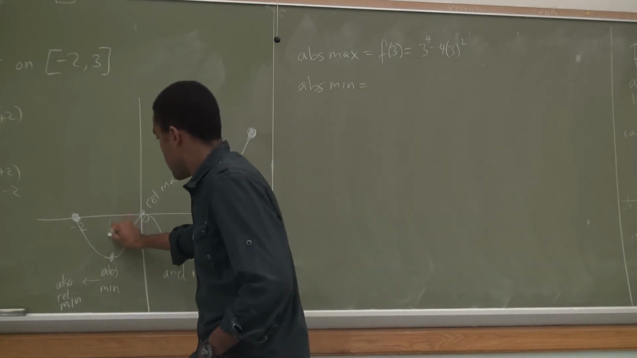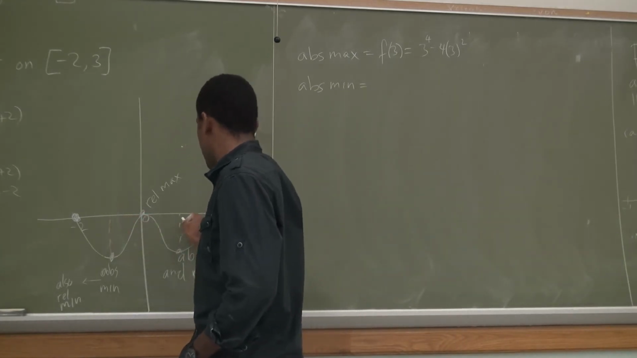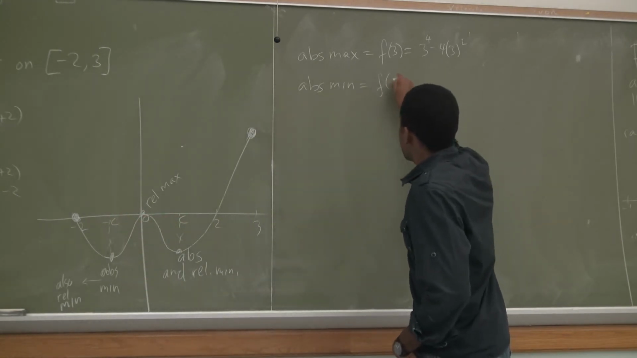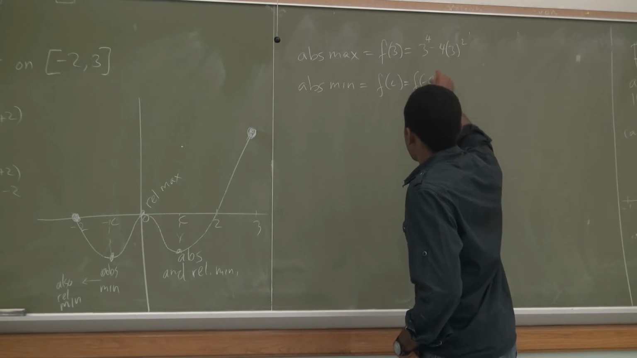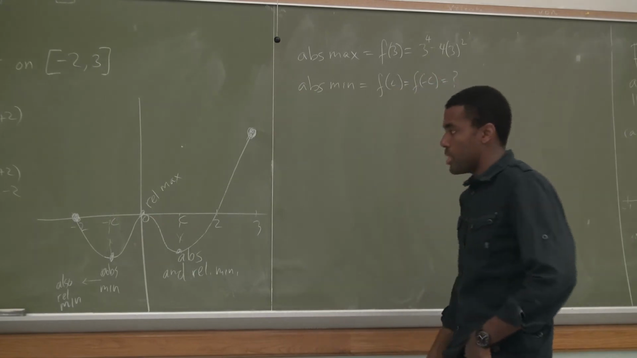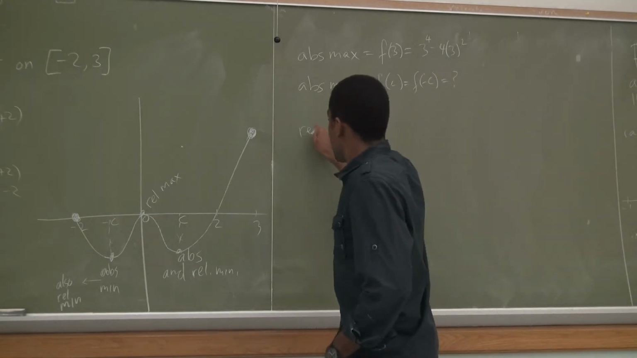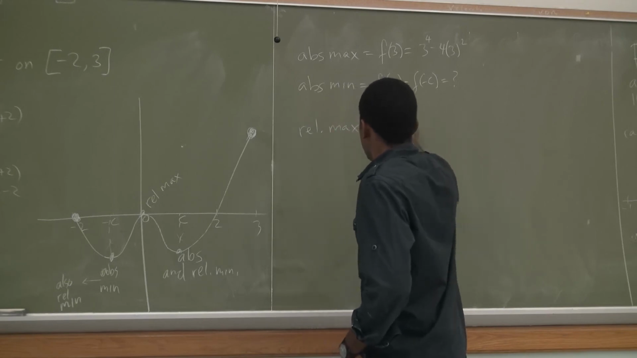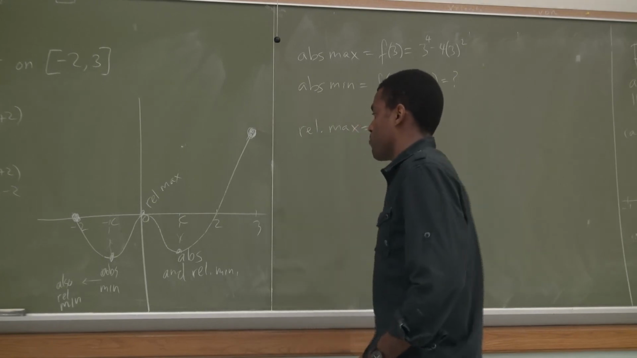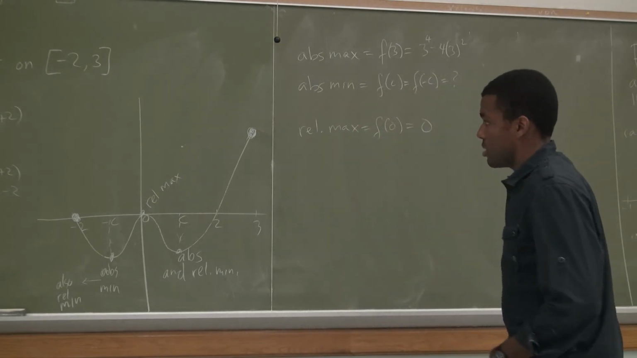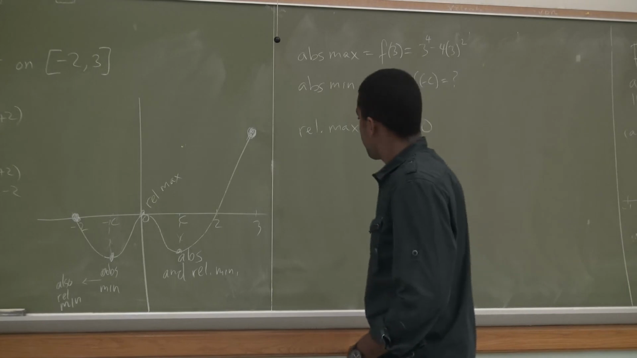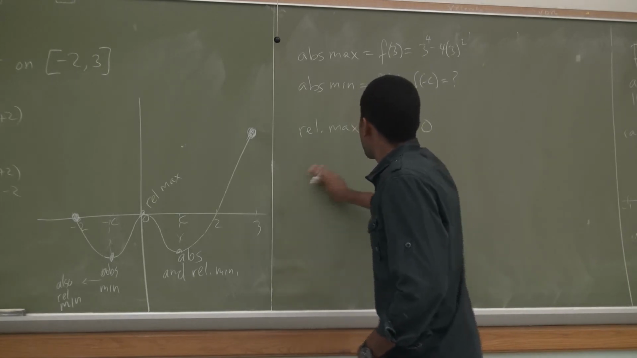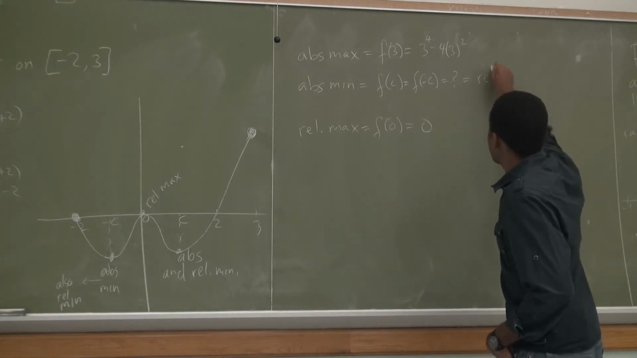I don't know what these points are, but I do know it's symmetric, so let's just call this C and minus C. And so f of C and f of minus C are going to give us some value, and that's going to be the absolute min. The relative max is f of 0, which is going to be 0. And that's the only relative max.